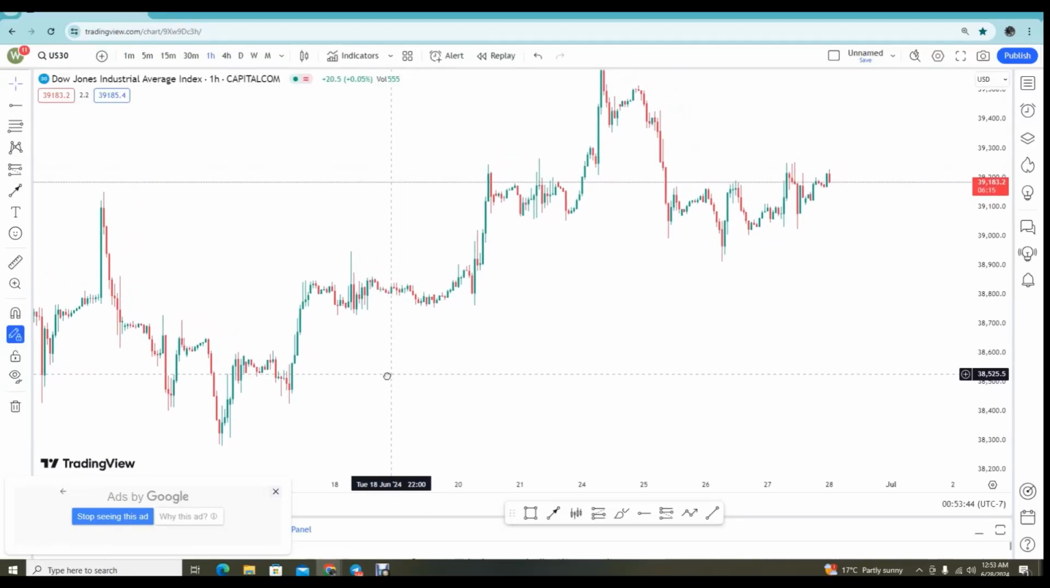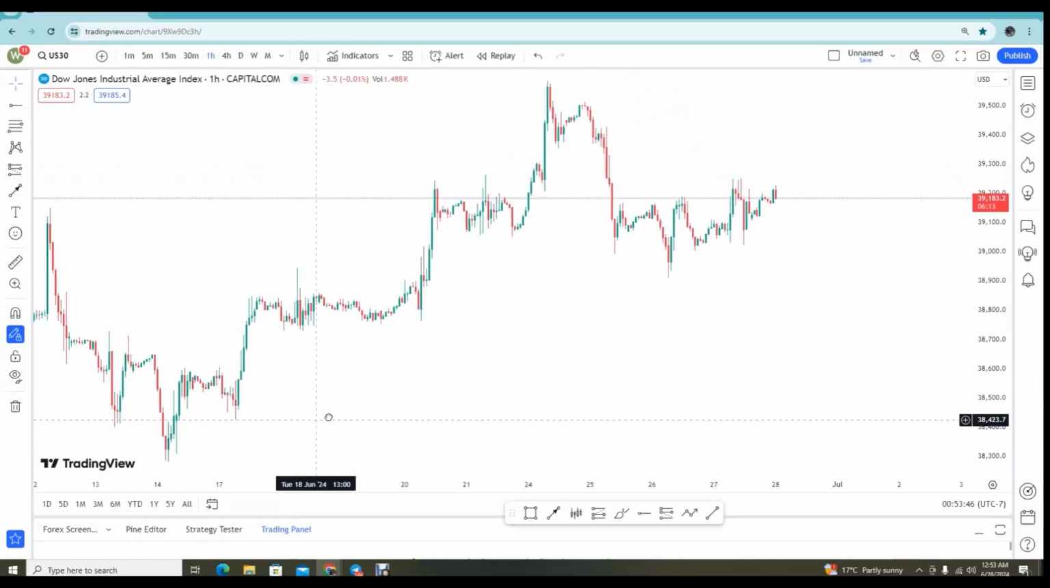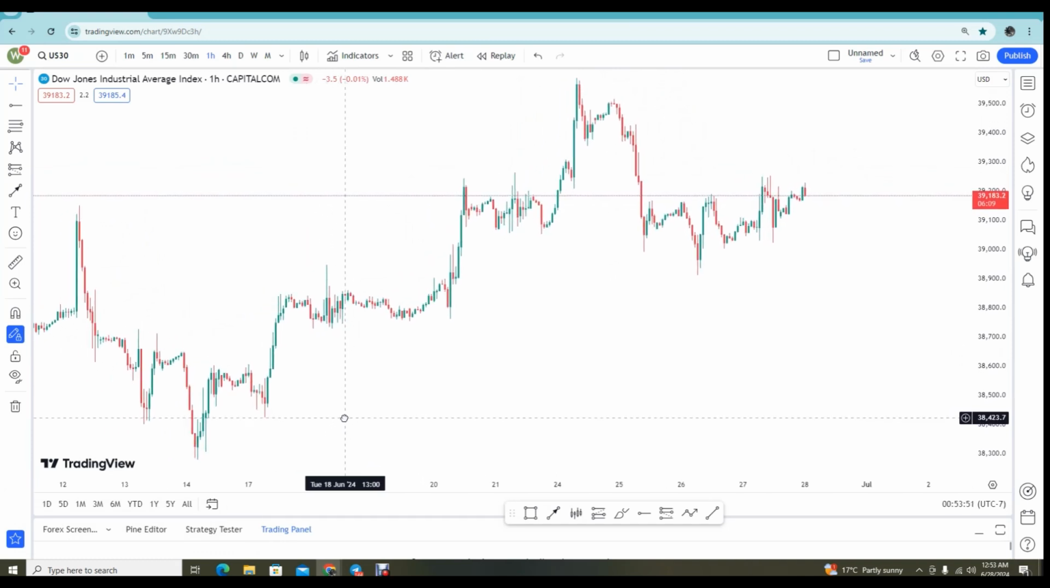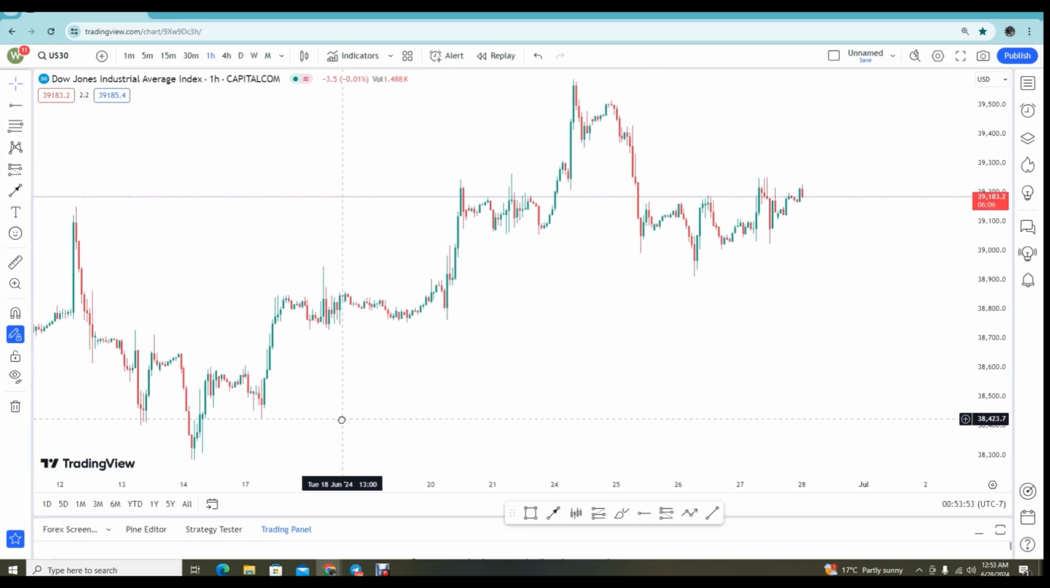So as you can see here, we are looking at US 30. I want to show you what I see on US 30.